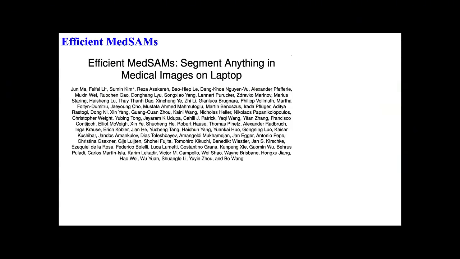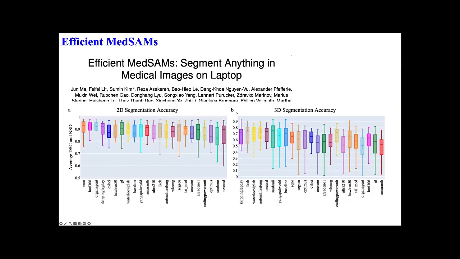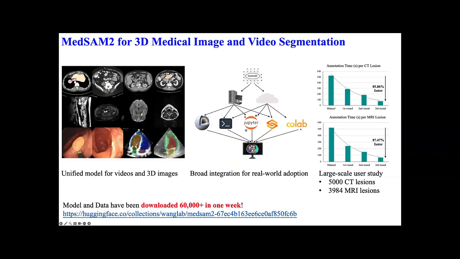This is our summary paper. Based on the results, it can be found that many models achieved great performance on 2D segmentation tasks, but 3D segmentation accuracy lagged behind. Lastly, we released the MedSAM tool for 3D medical image and video segmentation with broad integration, as well as large-scale user studies. Although the model has better performance for 3D segmentation than the previous version, and can significantly reduce the human annotation cost.